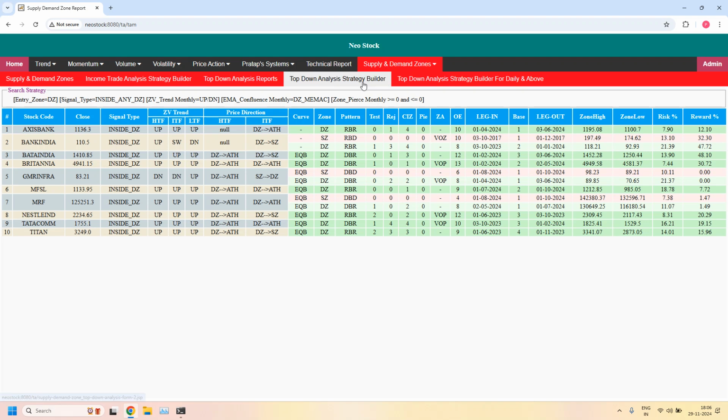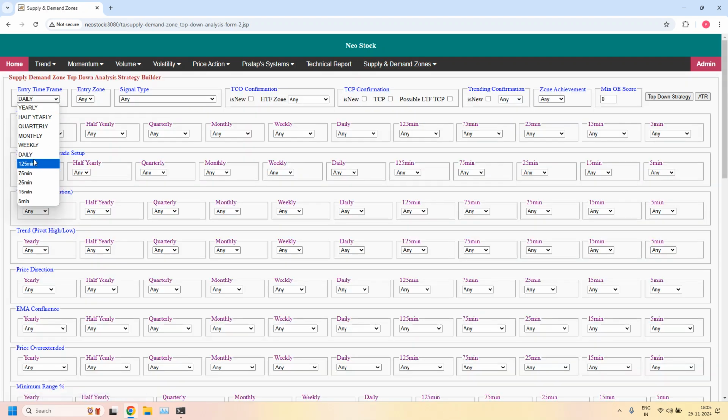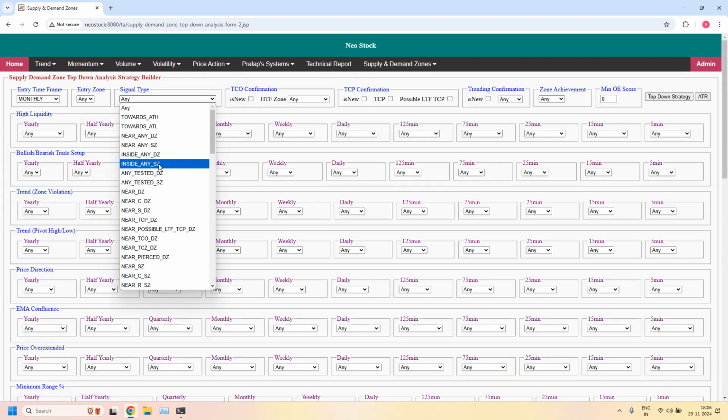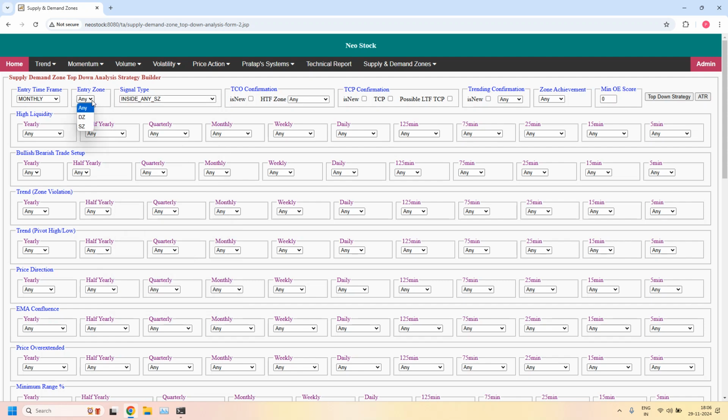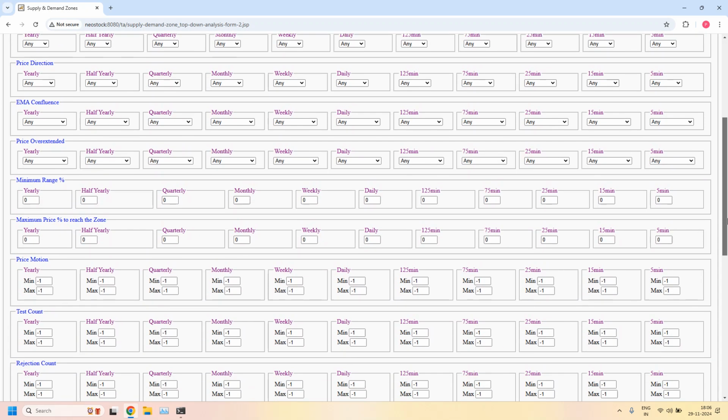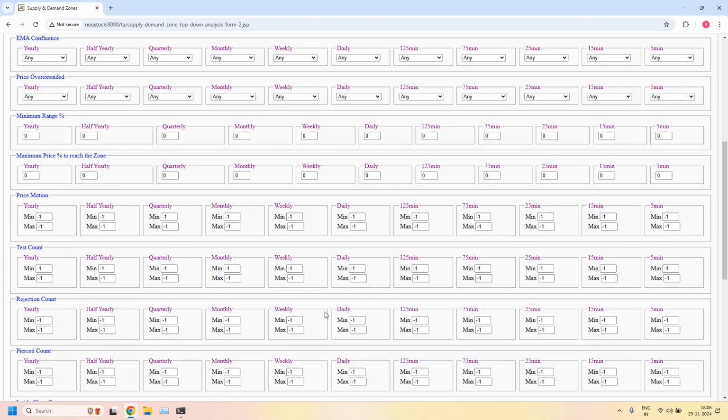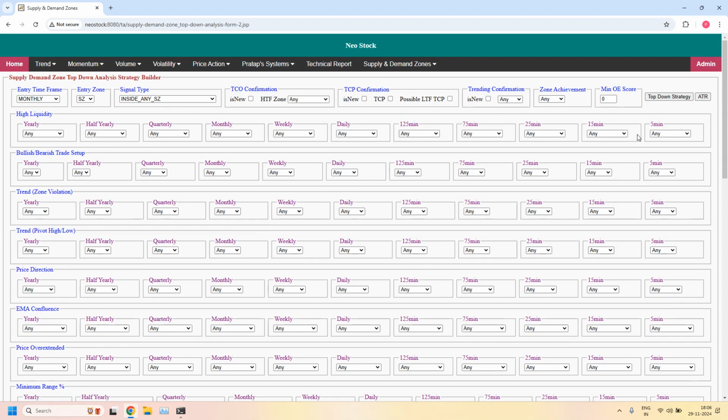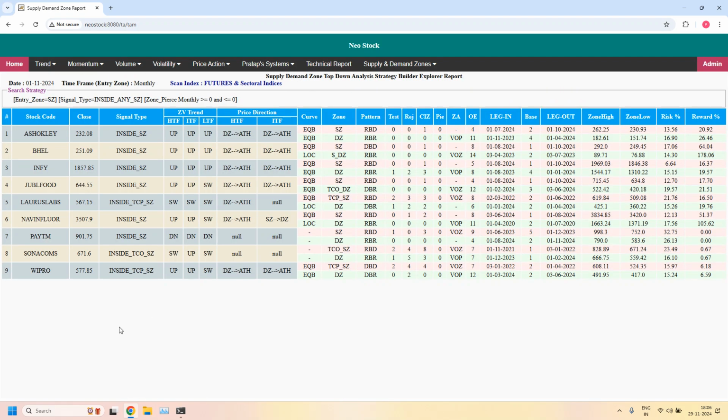Okay, next monthly time frame. Price closed inside monthly supply zones. These monthly supply zones should not be pierced. So in the pierced count at monthly time frame, minimum value 0, maximum value 0. That means monthly supply zones are not pierced. So total 9 monthly supply zones are filtered here.